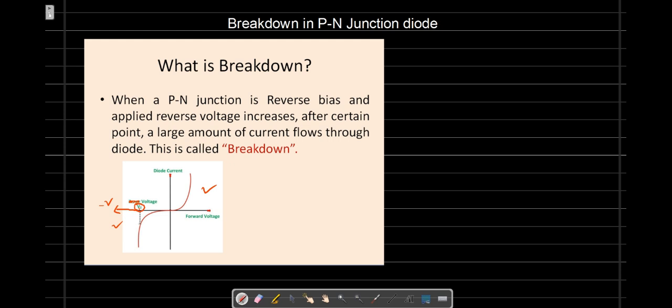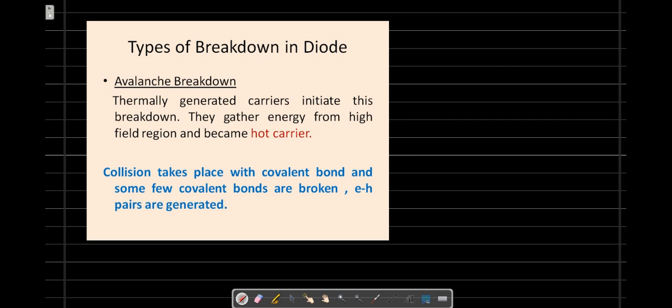Okay, so then we can say the diode operates in the breakdown region. The diode is in a breakdown region. This is the basic definition of breakdown. Just remember this part. Now there are two types of breakdown. There are two types of breakdowns that occur in a PN junction diode.